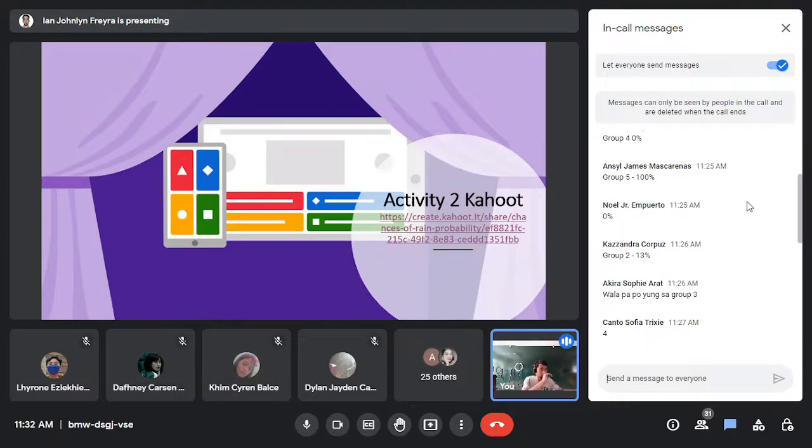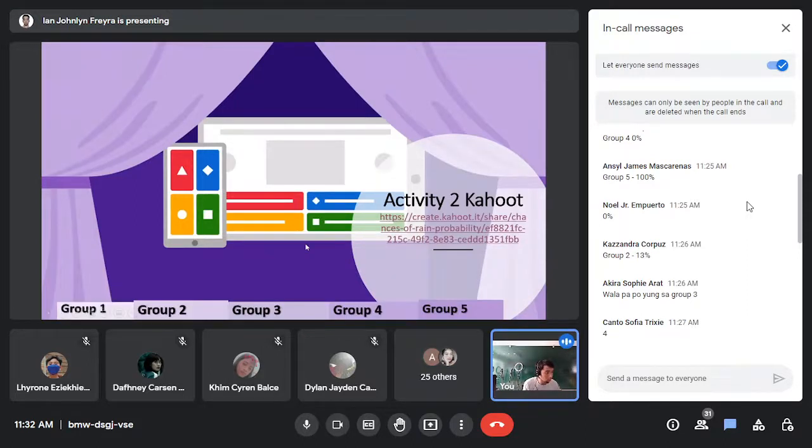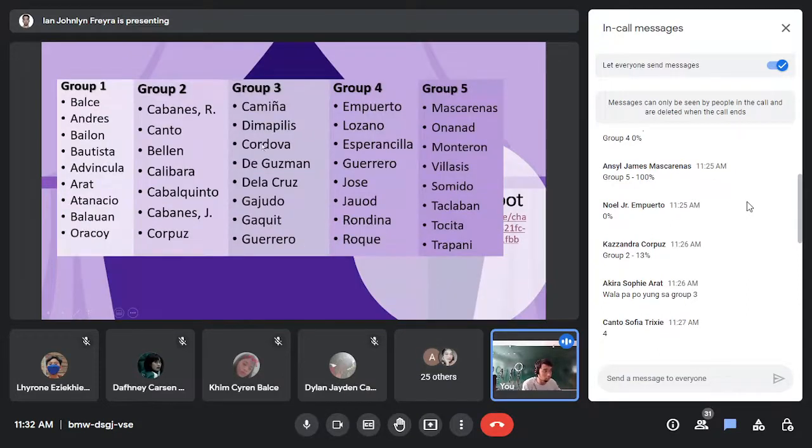Ayan. Ready ko lang yung link. Sige, explain ko lang. So, same groupings tayo. Group 1, Group 2, Group 3, Group 4, and 5. Same groupings. Each group will have their respective representatives, meaning pwede sumali kahit ilan. For example, group 1, pwedeng sumali si Balase, Andres, Bailon, Bautista, kahit sino sa kanila pwedeng sumali.